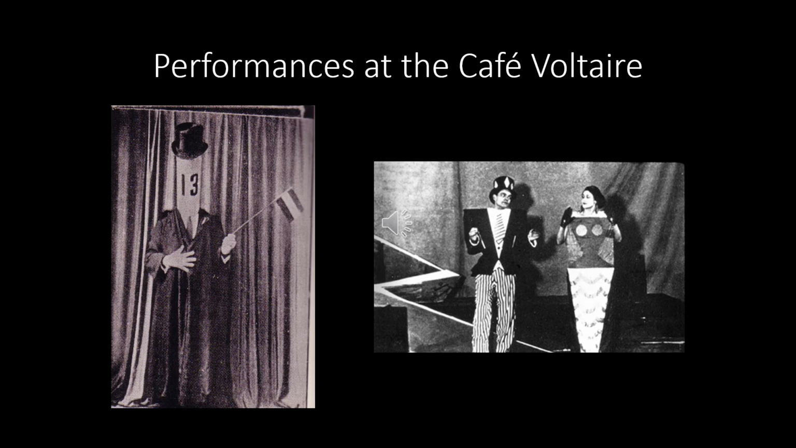And they would get on stage. First of all, they converted a cafe and renamed it the Cafe Voltaire. That was an ironic title because Voltaire is one of the philosophers of the Enlightenment, and they saw Europe in its current condition as anything but enlightened.